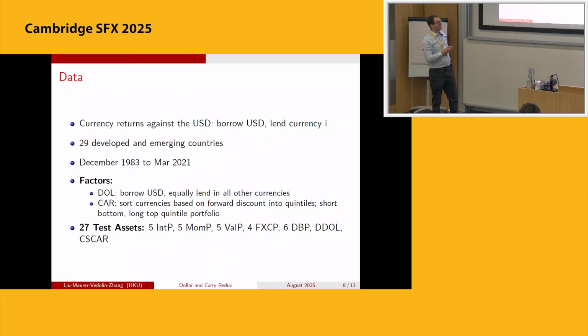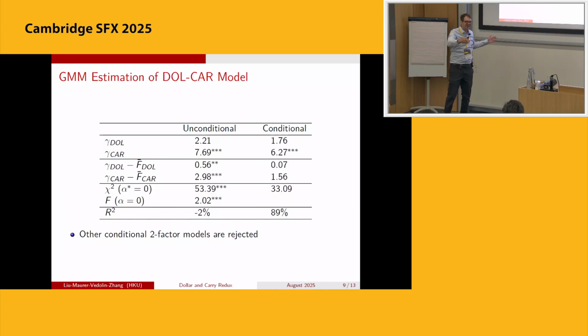Okay, I think the data, I don't really have to say much about it. It's kind of the standard stuff which people use. We have a set of 29 developed and emerging countries from the mid-80s until very recently. Dollar carry factor I talked about already, and then we have here a relatively broad cross-section of test assets. Actually, we are working on, but it's not yet in the paper which we gave to the discussants, a bigger set of test assets, and these results will be available soon.